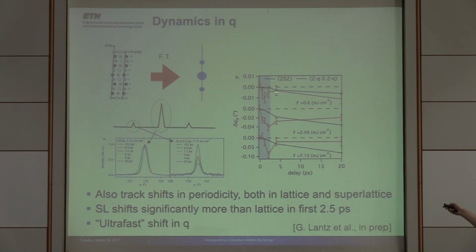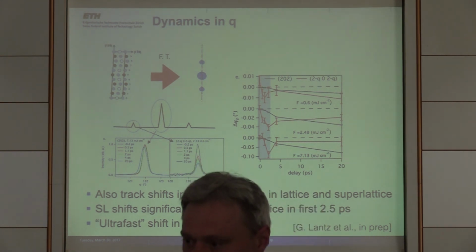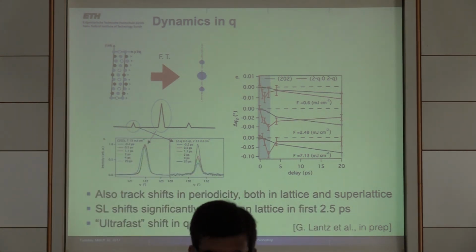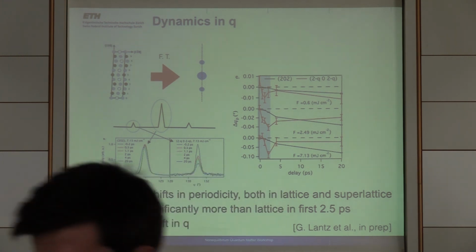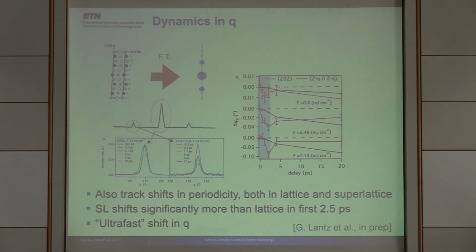The solid black lines show the lattice peak, which is showing very typical behavior for thermal expansion. Initially, there's not much going on in the first couple picoseconds. There's a little bit of expansion, but it really kicks in at about 10 to 20 picoseconds. If you compare that to the superlattice modulation, you see quite different behavior. It changes periodicity on a much faster time scale.